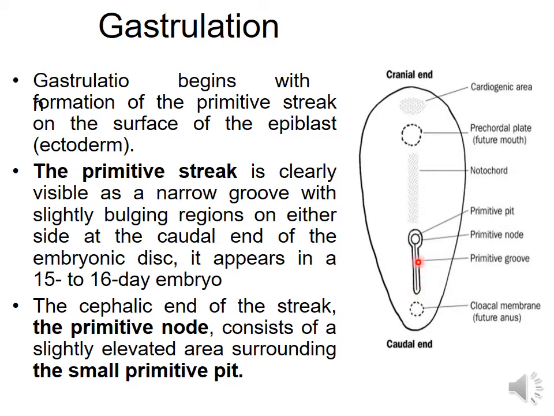This part of the primitive streak is named the primitive node. It consists of a slightly elevated area and a small primitive pit in the middle. So this represents the primitive streak. It's a very important event that occurs just before gastrulation. This is the primitive groove, and this is the primitive pit in the middle, and the primitive node, which is a slightly bulging area. This is the cloacal membrane at the caudal end of the embryo, and this is the cranial end of the embryo.